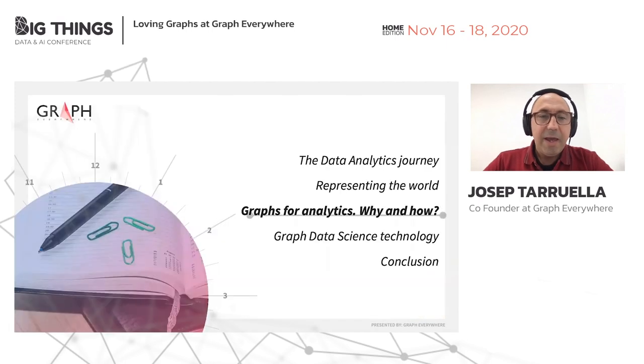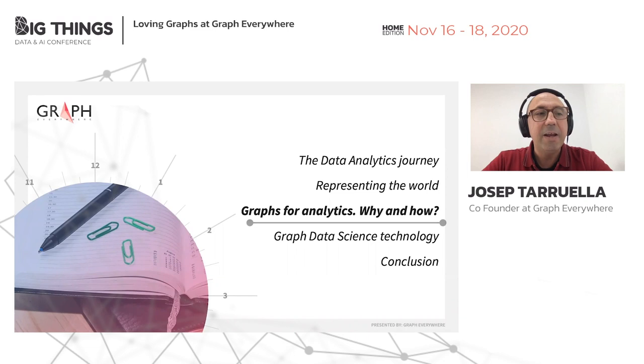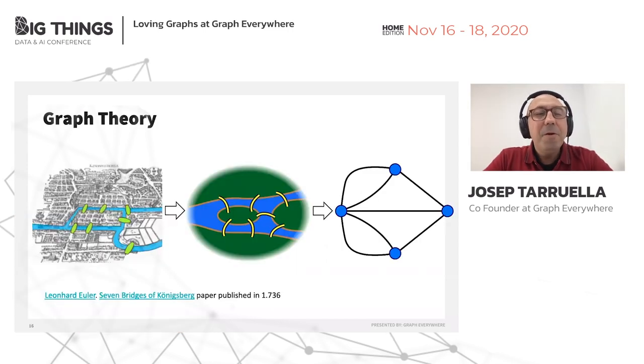So why then should we use graphs in analytics, and how, of course? It's not just why, it's how. First, graph theory is not new. Graph theory came up in the 18th century, thanks to Leonhard Euler, who tried to model a problem. The problem was how to cross the seven bridges of Königsberg without repeating a bridge or a piece of land. From the image on the left to the graph on the right, that is the modelization of the problem. Here is the beginning of graph theory mathematics.